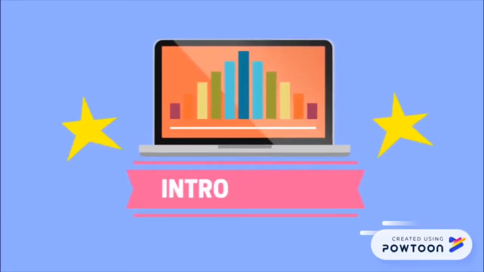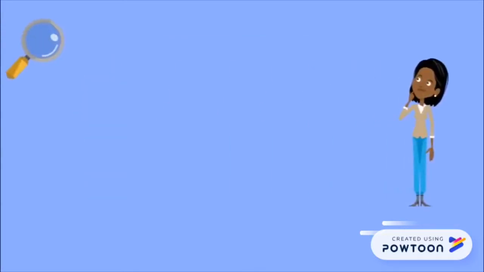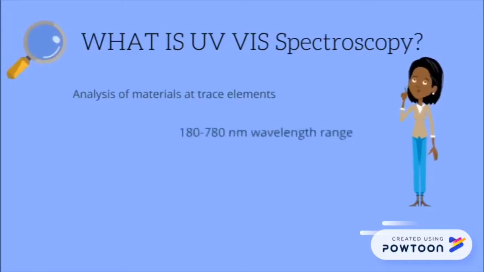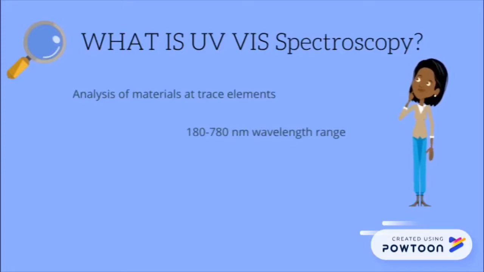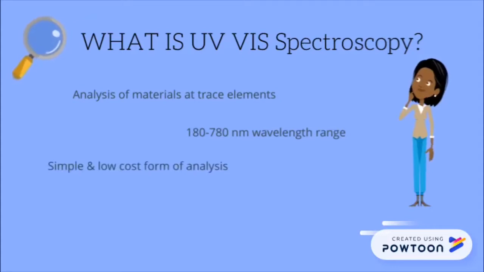So moving on to the introduction. What exactly is UV visible spectroscopy? It is an analysis of materials like trace elements with the wavelength ranging from 180 to 780 nanometers. Aside from that, it is a simple and low-cost form of analysis that produces data or results that have the units of parts per million, which is also known as ppm.